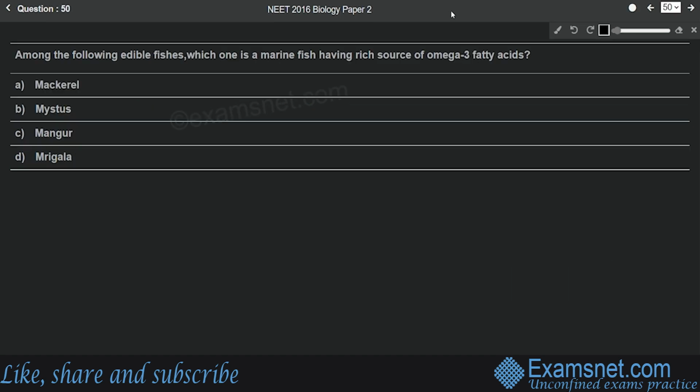Question number 50 is related to animal kingdom, and the question is, among the following edible fishes, which one is a marine fish having rich source of omega-3 fatty acids? Options are mackerel, mystus, mangur and mrigala. So the correct answer is option number A, that is mackerel. This is the only marine fish given in the options. Others are freshwater fishes. And omega-3 fatty acid is found in marine fishes.